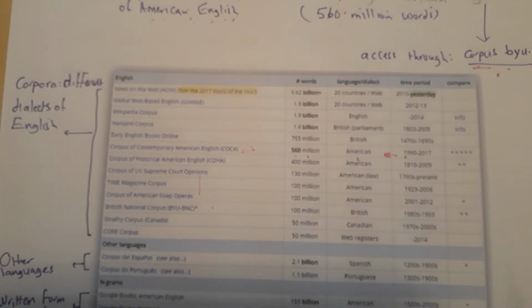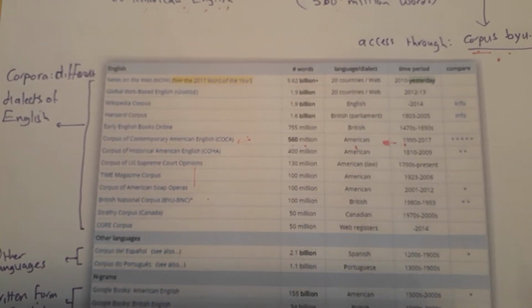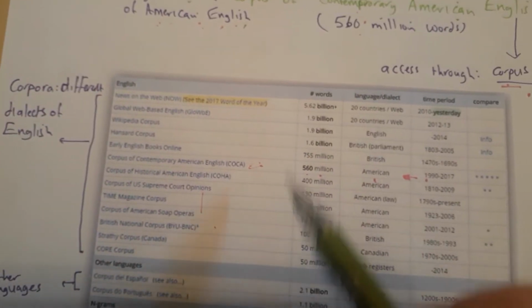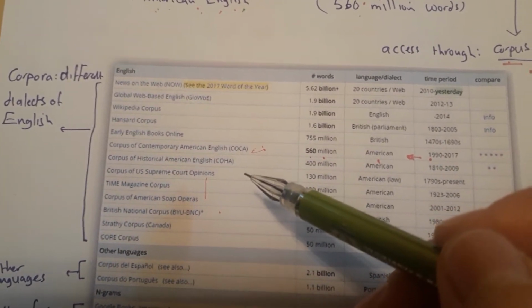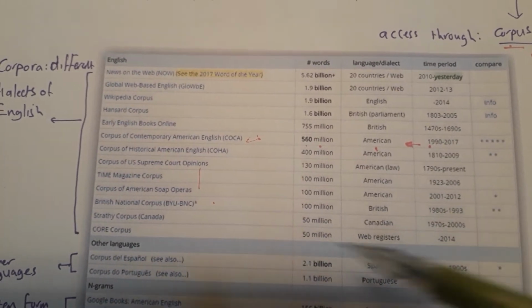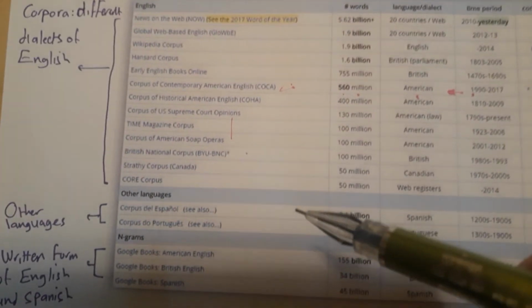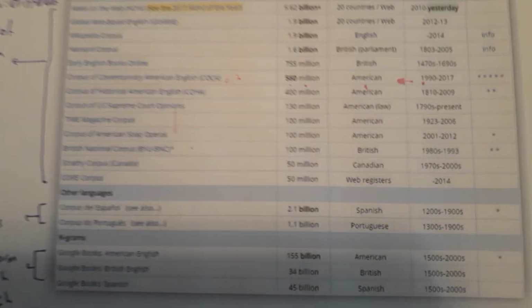Now, on the first page you will find this table. As you can see, we have different corpora representing English and different dialects of English. We have American, British, and Canadian, and so on. We have corpora of other languages such as Spanish and Portuguese.